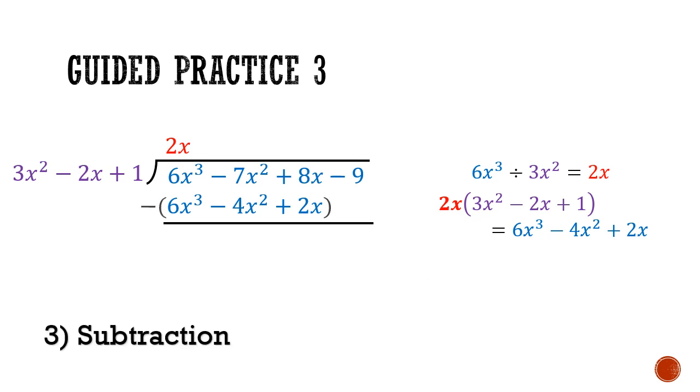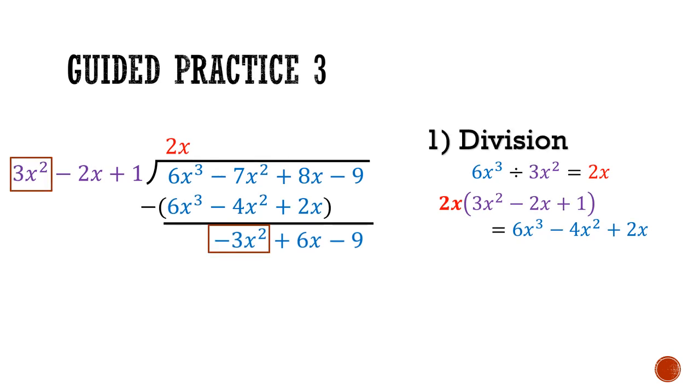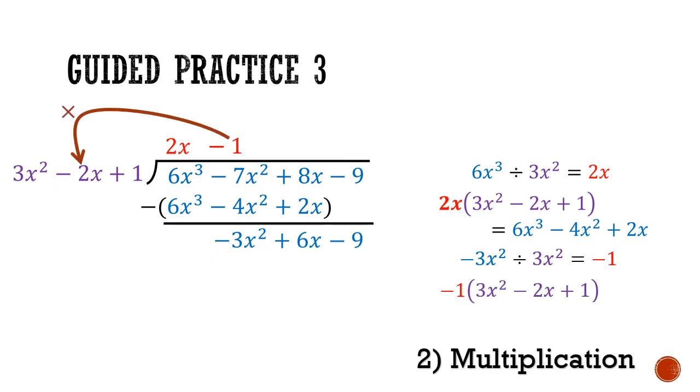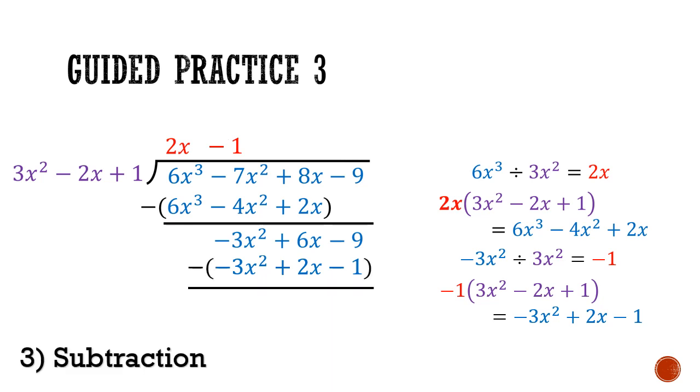Next, we subtract. When we subtract, we're going to get -3x² + 6x, and we're going to bring down the constant term, -9. Now we start again. Step 1, division. We divide the leading terms, -3x² by 3x². So this will give us -1. Multiply -1 by the divisor. We are going to get -3x² + 2x - 1. And we subtract, and we're going to get 4x - 8.